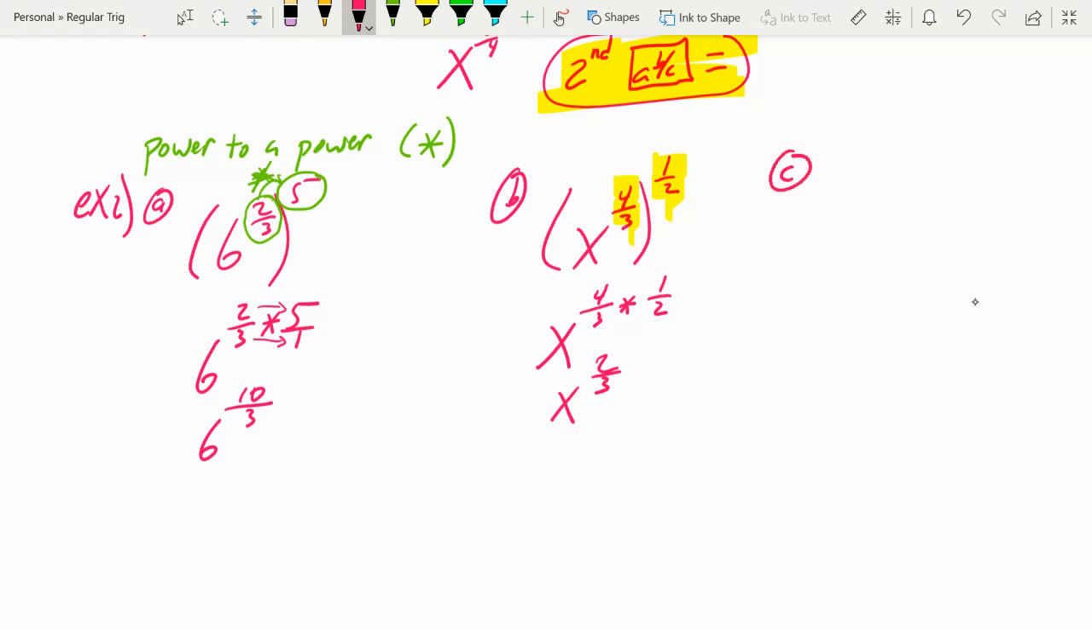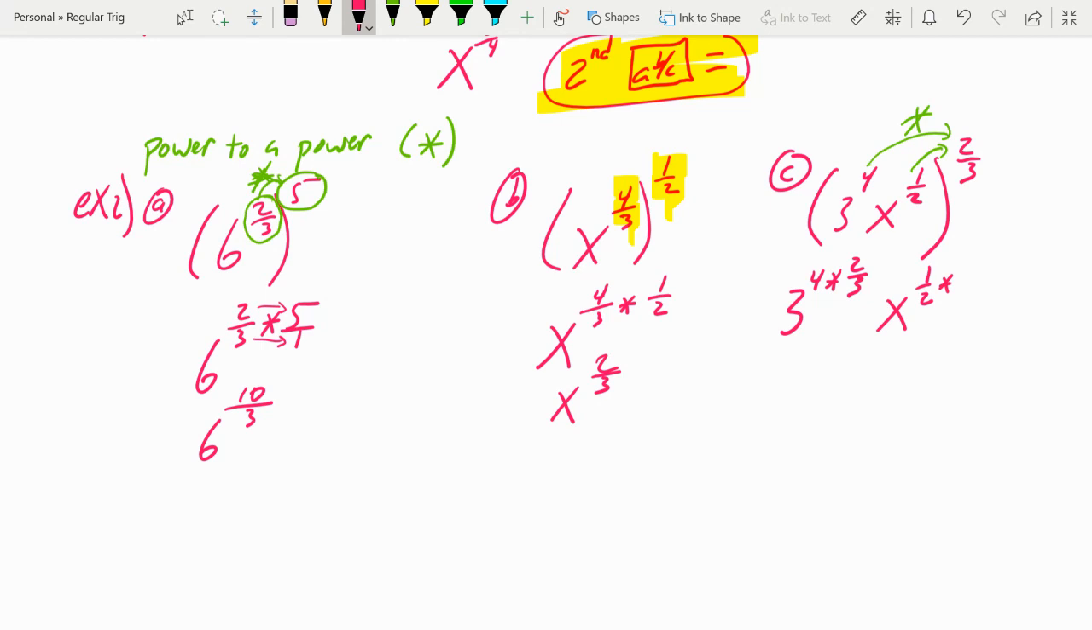All right, part C. We have 3 to the 4th power, x to the 1/2 power. All this raised to the 2/3. Now in this case, I have two things where I have to multiply. All right, remember, we're multiplying. I have two things to multiply. So I have 3 to the 4 times 2/3, and I have x to the 1/2 times 2/3.